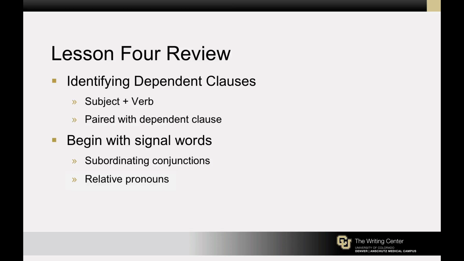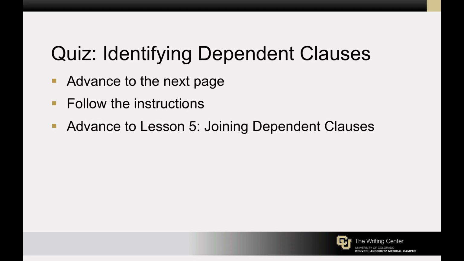In Lesson 4, we learned how to identify dependent clauses, which, like independent clauses, always have a subject and a verb, but must be linked with an independent clause. We also talked about the two kinds of words that signal the beginning of a dependent clause, subordinating conjunctions and relative pronouns. Now is your chance to practice what we learned. Please go to the next page of the module and complete the Identifying Dependent Clause quiz. Follow the instructions to practice what we covered in this lesson, and then move on to the next page of the module for Lesson 5 of the workshop, where we will discuss joining dependent clauses.